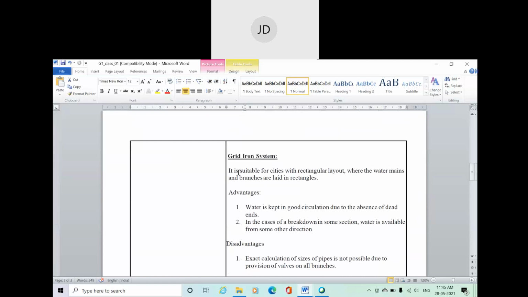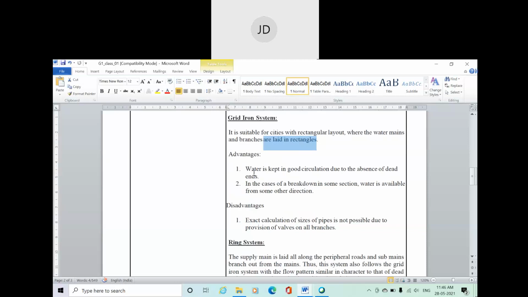Basically, this grid iron system is suitable for cities with a rectangular layout. This grid pattern is suitable for a particular city or area which is in a rectangular pattern, where water mains and branches are laid in rectangles. The basic advantage of grid patterns is that water is kept in good circulation due to the absence of dead ends. There is no dead end. It is circulated throughout.